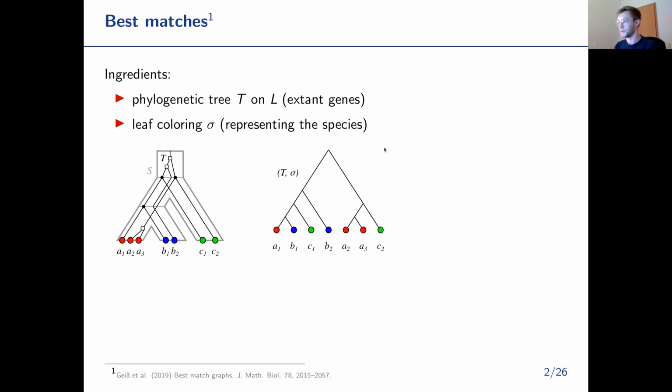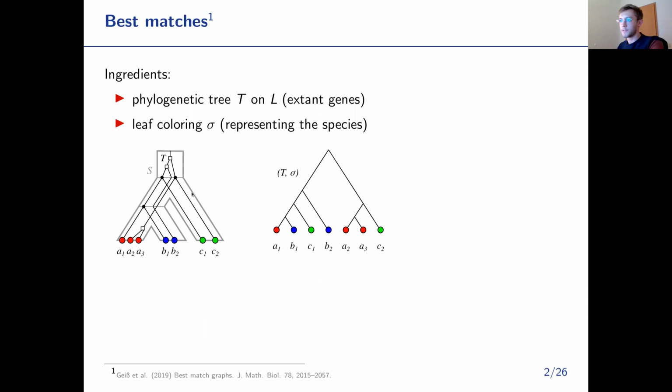For this, you need a rooted tree, and this tree represents the history of a gene family. Then you have leaves, and those leaves represent the extant genes, so the ones that we are able to observe right now. Usually for an extant gene, it's known in which species or genome it resides, and this is encoded with the coloring. The same colors mean that those genes are in the same species. This tree, for example, has been produced by a scenario like this.